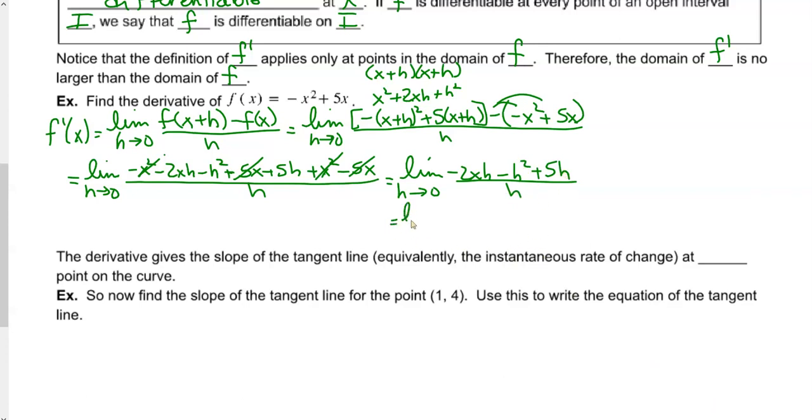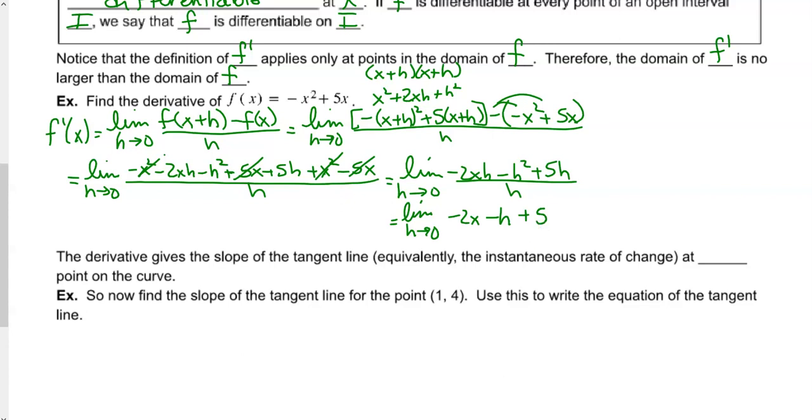So I'm going to put that down here. Limit as h goes to 0, I'm going to cancel an h in my first term, and that's going to leave me with a minus 2x. I'm going to cancel an h here, and that leaves me with a minus h, and then these h's on the ends cancel and leave me with a plus 5. And so basically that's all the algebra in order to simplify that down.